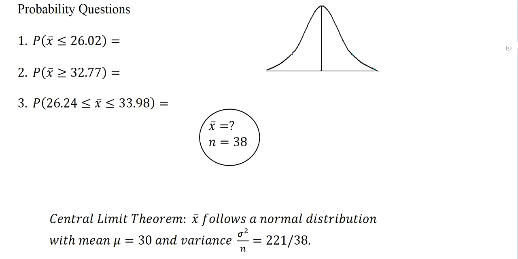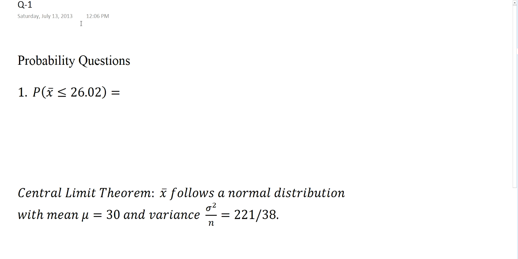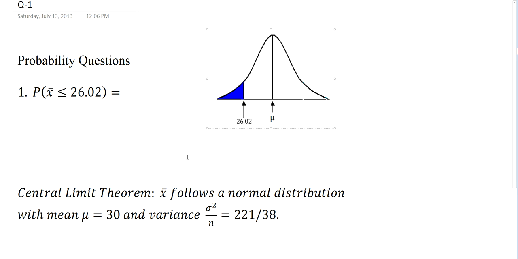Okay, so let's focus on question number one. If you think about it, this has a symmetric distribution, and you are asked to compute the probability that the value of x bar is less than 26.02. This is the mean of the x bar, and you are asked to compute this probability, this colored area. So how are you going to do that?